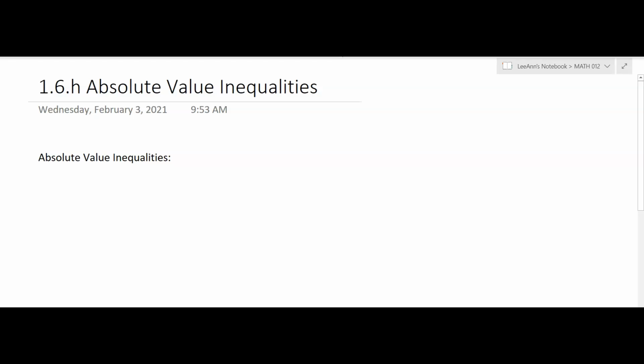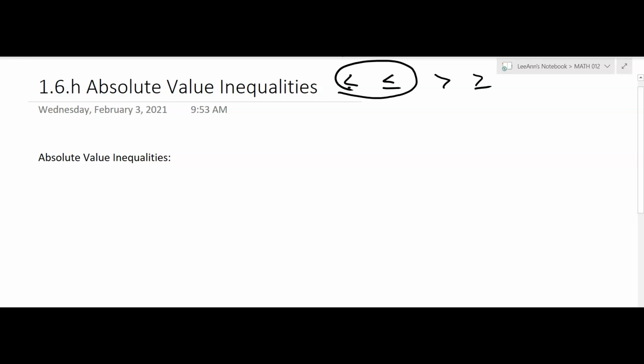Okay, so now we're going to talk about absolute value inequalities. So these aren't equations. These are either going to have less than or equal to or greater than or equal to. So that's what we're talking about here. I'm going to talk about the less than and less than or equal to cases first.